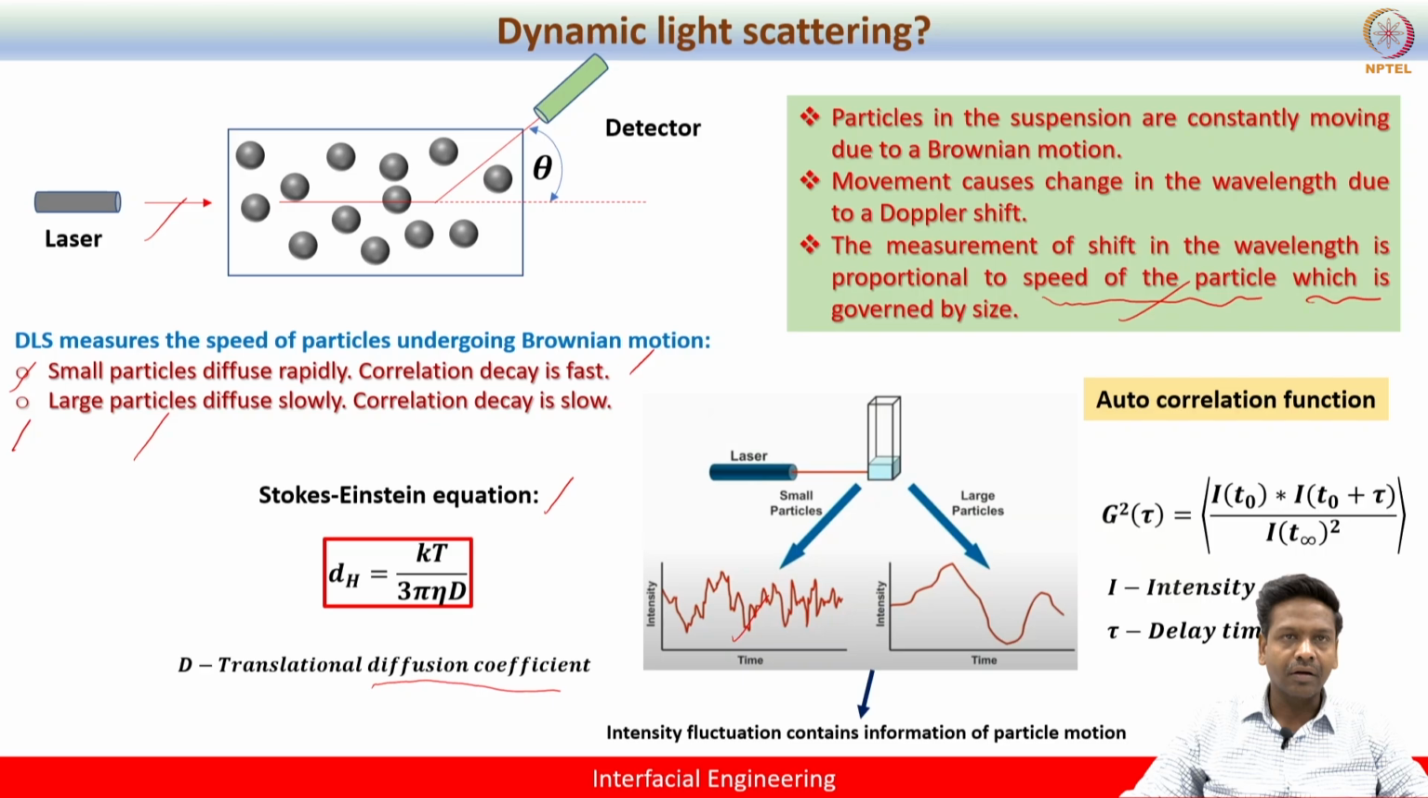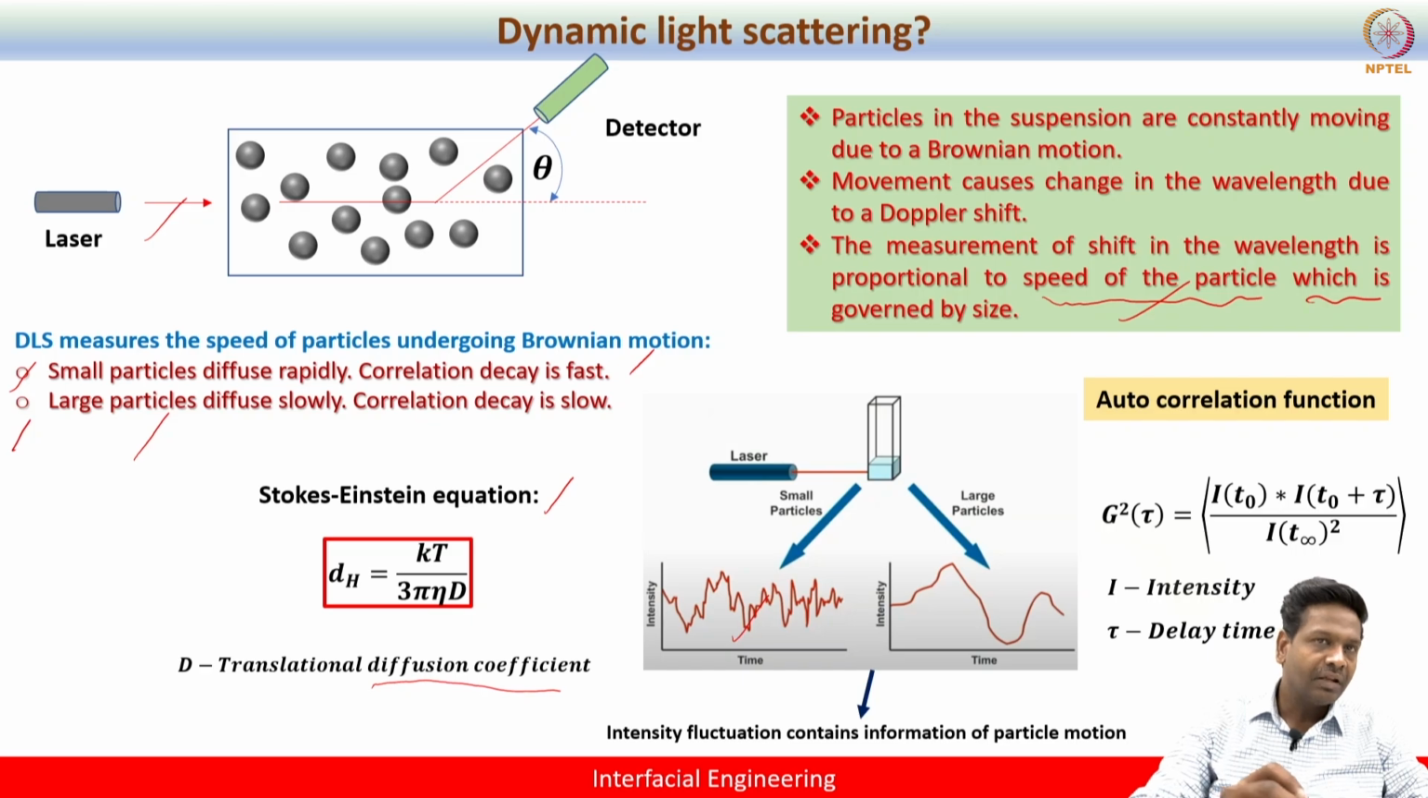The particles respond to Brownian motion, so they will be constantly moving around and scattering the light. The detector captures this information, and by processing this data we will be able to get what is known as the diffusion coefficient.